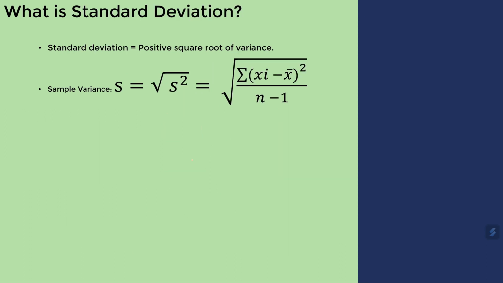Standard deviation is nothing but, in simple words, the positive square root of variance. In our earlier case, our variance was around 1.67. So our standard deviation is going to be the square root of 1.67, which comes to around 1.29.